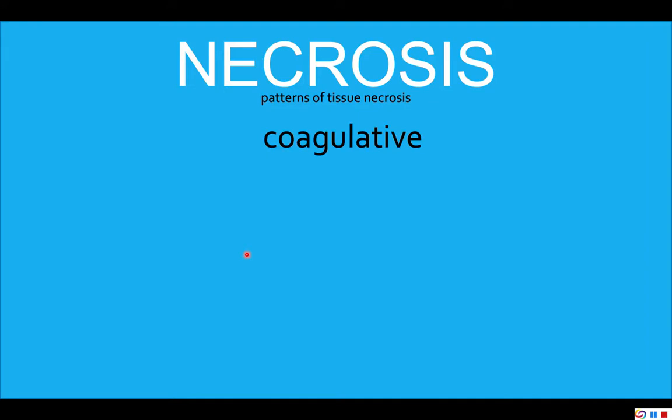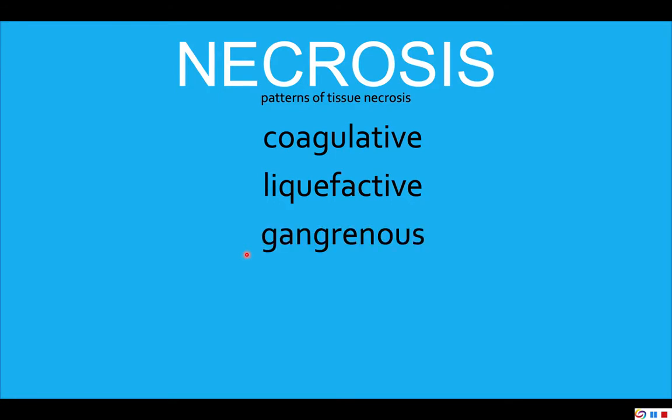You can have coagulative necrosis, liquefactive necrosis, gangrenous necrosis. When you have gangrene or something that's gangrenous, that is a form or a pattern of necrosis. You can have caseous necrosis, fat necrosis, and fibrinoid necrosis. Each of these is going to have a different pattern, a different histologic appearance and gross appearance, or different morphologic changes, but they're all different forms of necrosis.